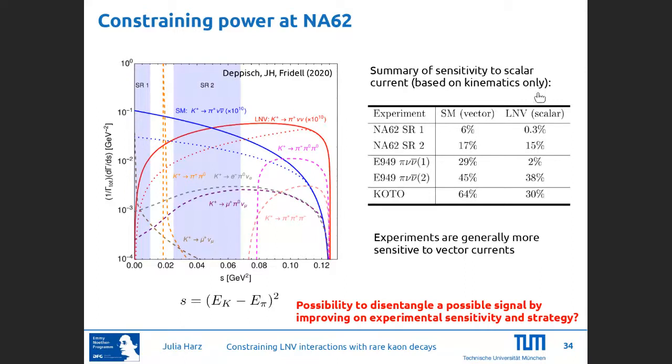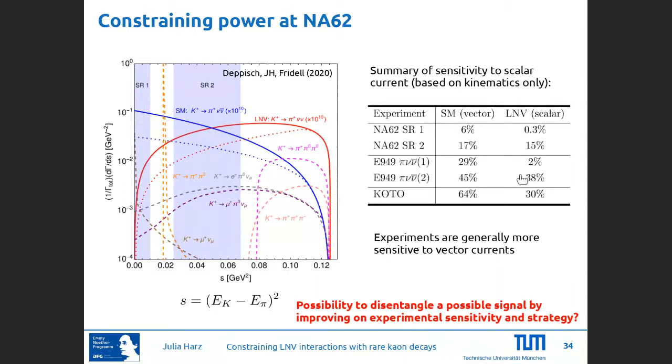But what we also did here is a summary, so to say, just from the phase-space distribution: how much percentage in the different signal regions in the different experiments we would assume for a vector or a scalar current. And there you nicely see, for example, in signal region 2, what I mentioned already before, similar for E949, we have similar contribution from lepton-number violation and standard model, while in signal region 1, it's going much more down than the standard model.